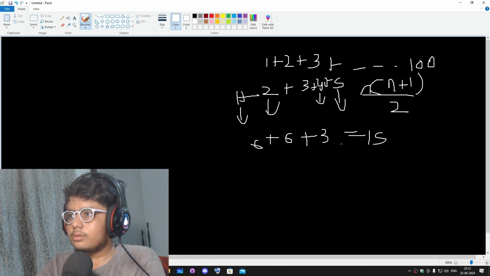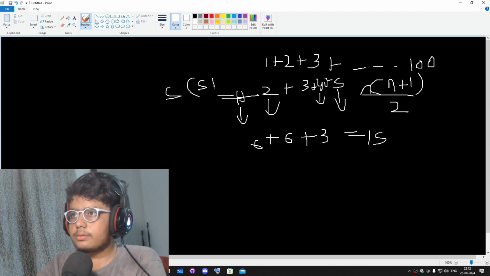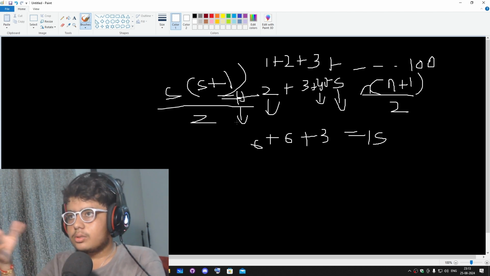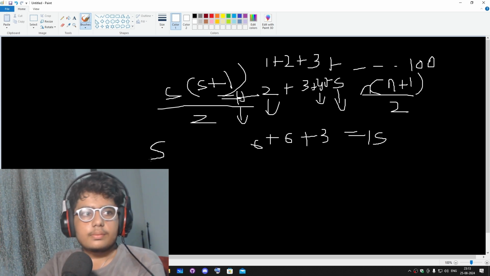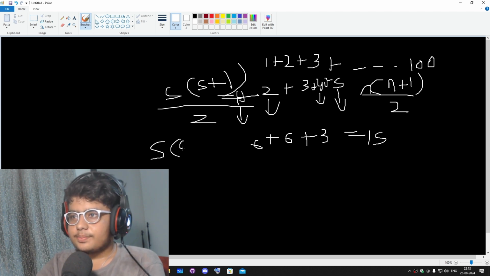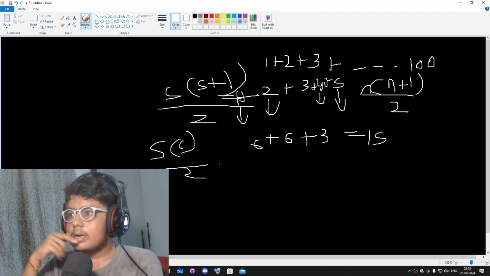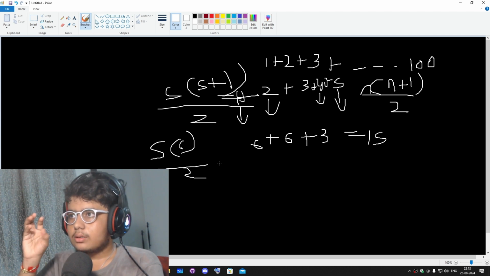So what I've done is I took it equal to 5 into 5 plus 1 by 2. So 6 into 5 is 30, 30 by 2 is 15, and it is equal. Now what? I was getting equal, but I was unable to find a common logic.